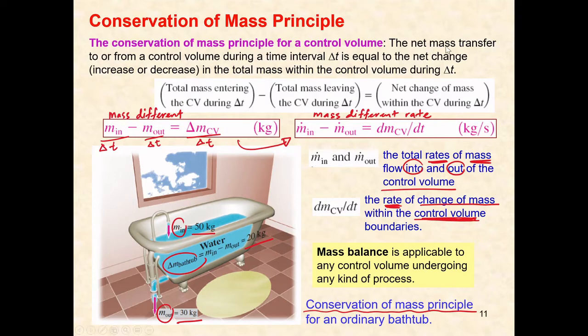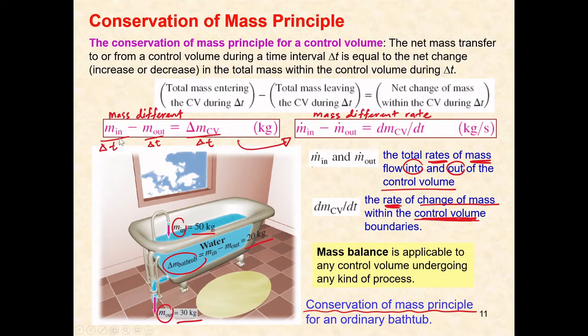The net mass transfer to or from a control volume during a time interval delta t, meaning a small change of time, with some amount of mass entering and leaving the system, equals the net increase or decrease in the total mass within the control volume during that small change of time. So the total mass entering the control volume during a small change of time, minus the total mass leaving the control volume during that time, equals the net change of mass within the control volume during the change of time.